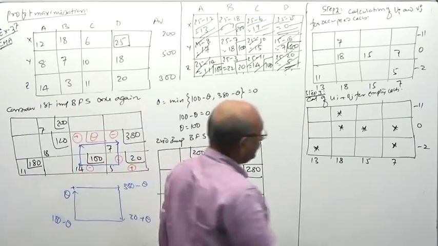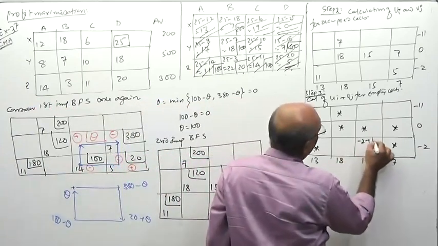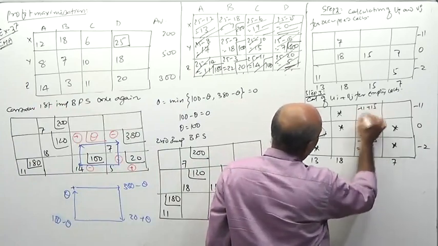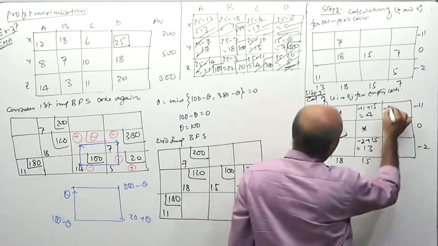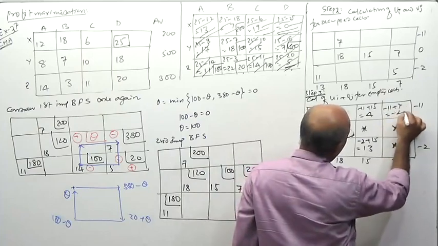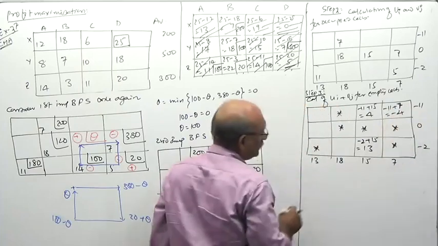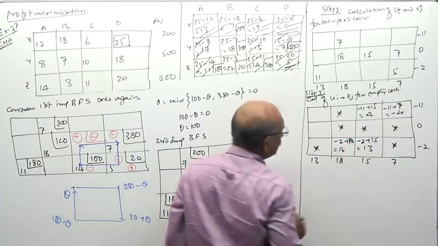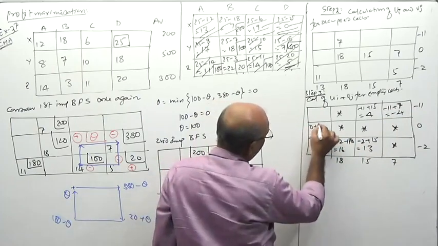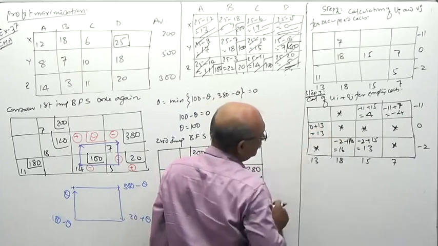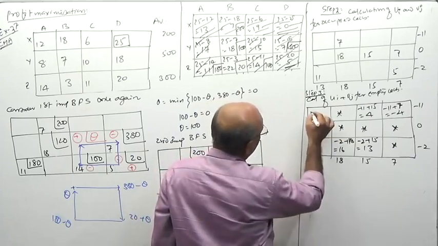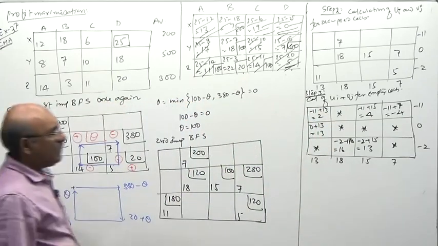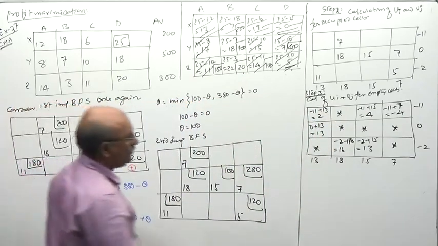Okay, sir. Minus 2 plus 15 is 13. Minus 11 plus 15 is 4. Minus 11 plus 7 is minus 4. Minus 2 plus 18 is 16. 0 plus 13 is equal to 13. Minus 11 plus 13 is equal to 2.